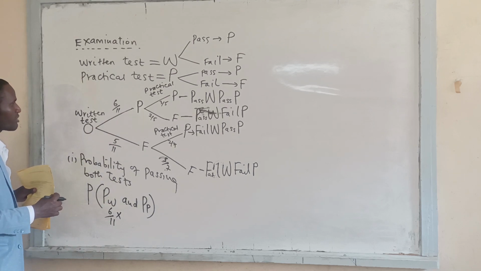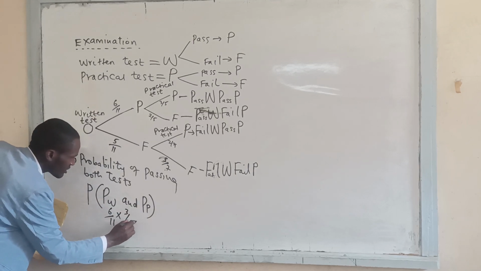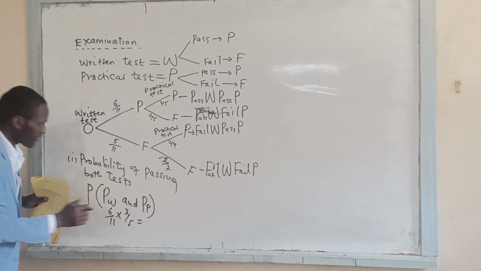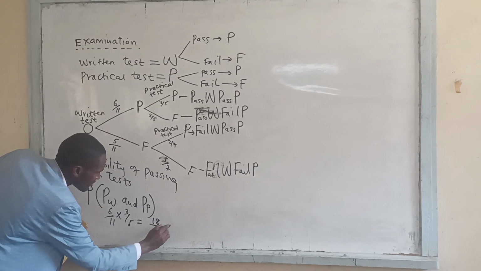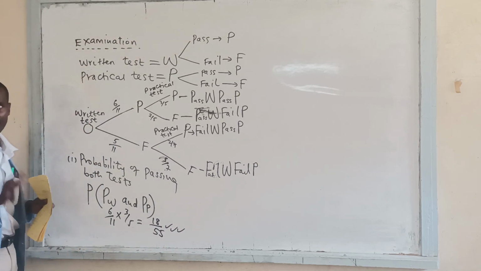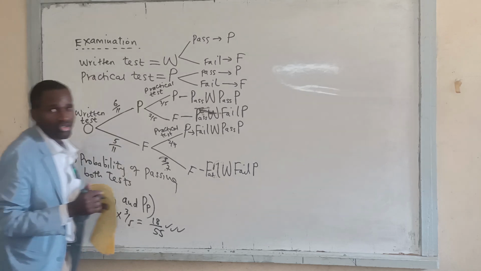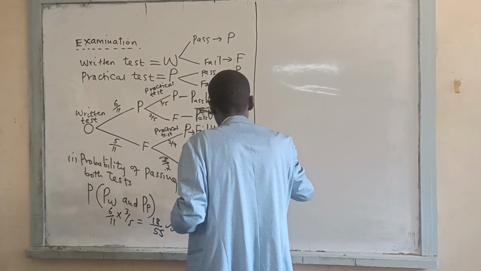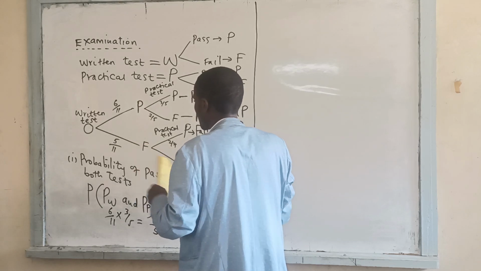Then, what is the probability of passing the practical test? 3 over 5. So that gives us an estimated probability of 18 out of 55. That becomes our answer. Let's go to the next part of that question. The question demands that we get the probability of passing the written test only.